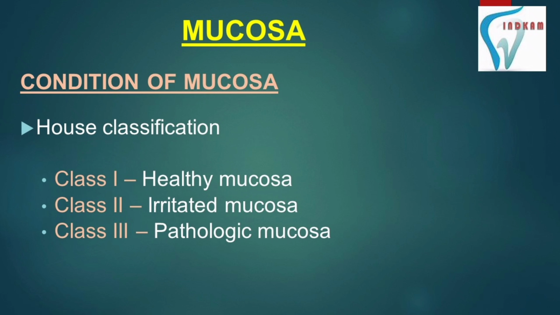Condition of mucosa. House classified mucosa into 3 classes according to the condition of mucosa. You can make out from that only by the name. Class 1 is healthy mucosa, class 2 is irritated mucosa, and class 3 is pathologic mucosa. The names themselves explain all.